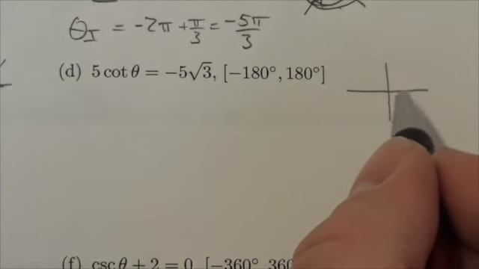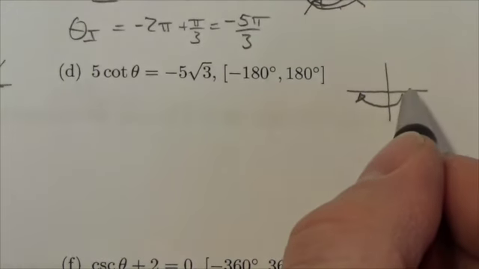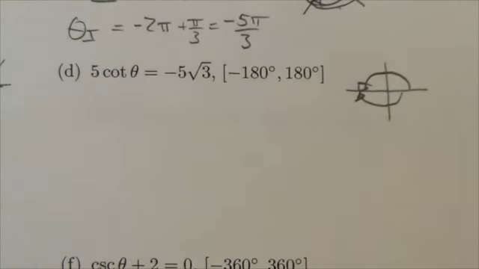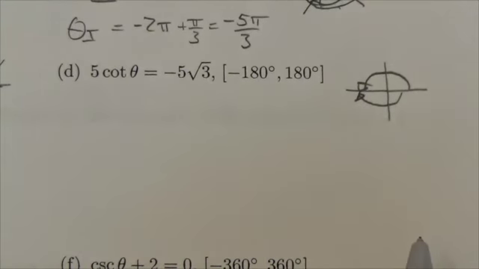Negative 180 starts me out over here. So this is a negative half rotation. Positive 180 takes me a positive half rotation. So I'm looking for my answers along those arrows there.